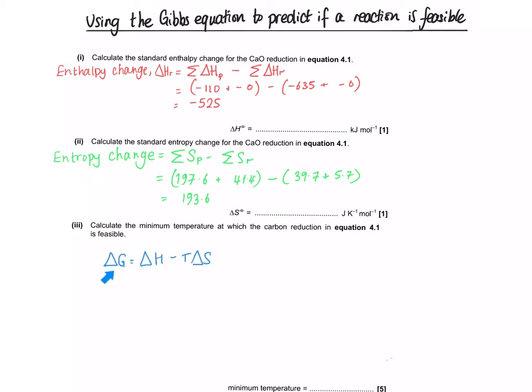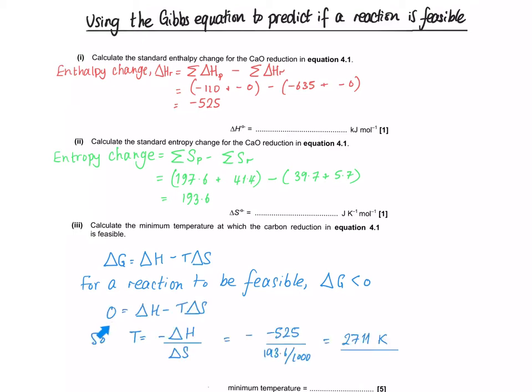For that, we need the Gibbs equation, which is delta G is delta H minus T delta S. And for the reaction to be feasible, delta G has to be less than 0. So if we set delta G equal to 0, we get 0 equals delta H minus T delta S. If we rearrange this equation, we get T equals delta H divided by delta S. And we're going to put the numbers in for delta H and for delta S that we worked out a minute ago. So the value for delta H is minus 525.